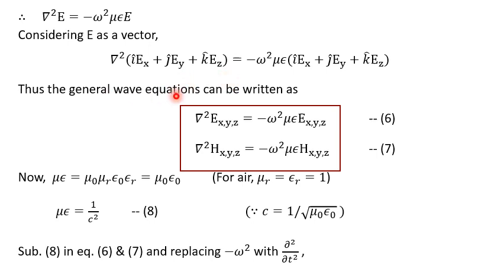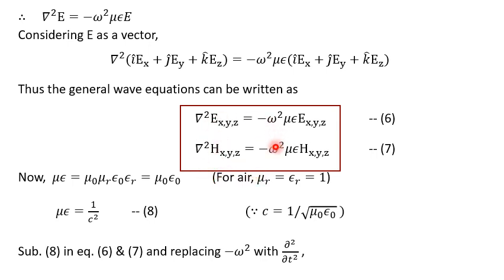So in general, the wave equations can be written as del square E is equal to minus omega square mu epsilon E, and del square H is equal to minus omega square mu epsilon into H. So the electric and magnetic field at any point x, y, z of an electromagnetic wave should satisfy these wave equations, which are simply second order differential equations.